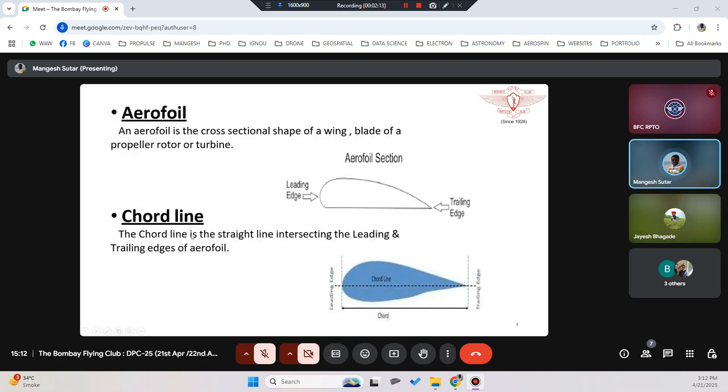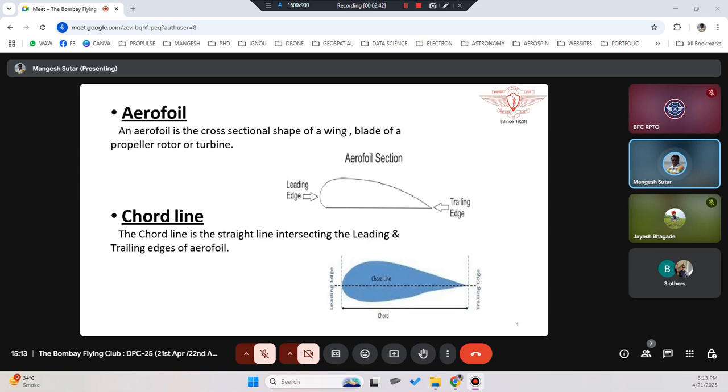So let's see now what the components are. When you see the cross section of the wing, you will have seen a wing, right? If you take its cross section, you will see something like this. The upper one is the curved surface, and the lower surface is a plane surface. So an airfoil is the cross-sectional shape of the wing, or the blade of a propeller, rotor or turbine. As of now, don't worry about the blade, propeller, rotor or turbine. Just think about the wing.